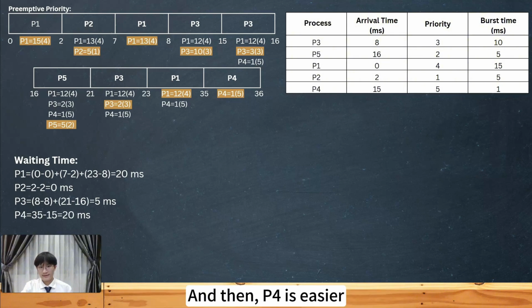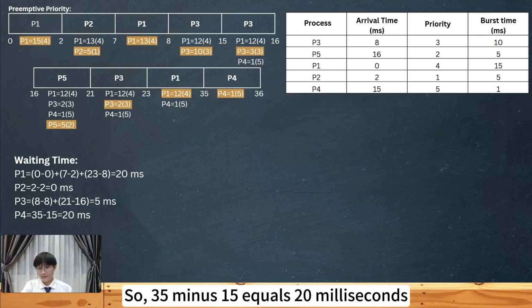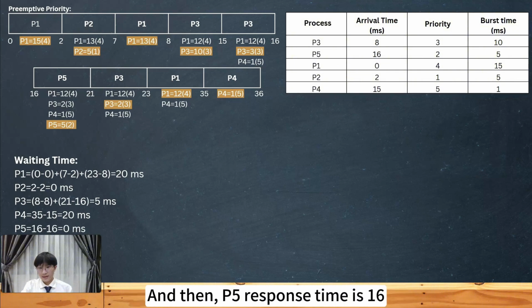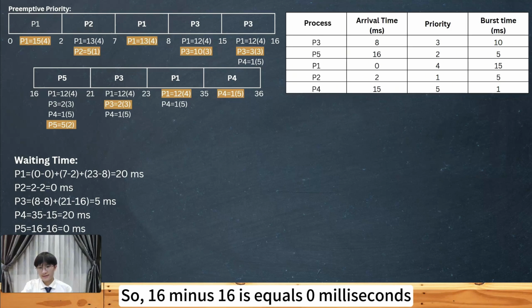And then P4 is easy because P4 only has 1. P4 response time is 35, and then P4 arrival time is 15. So 35 minus 15 is equal to 20 milliseconds. And then P5 response time is 16, and P5 arrival time is also 16. So 16 minus 16 is equal to 0 milliseconds.